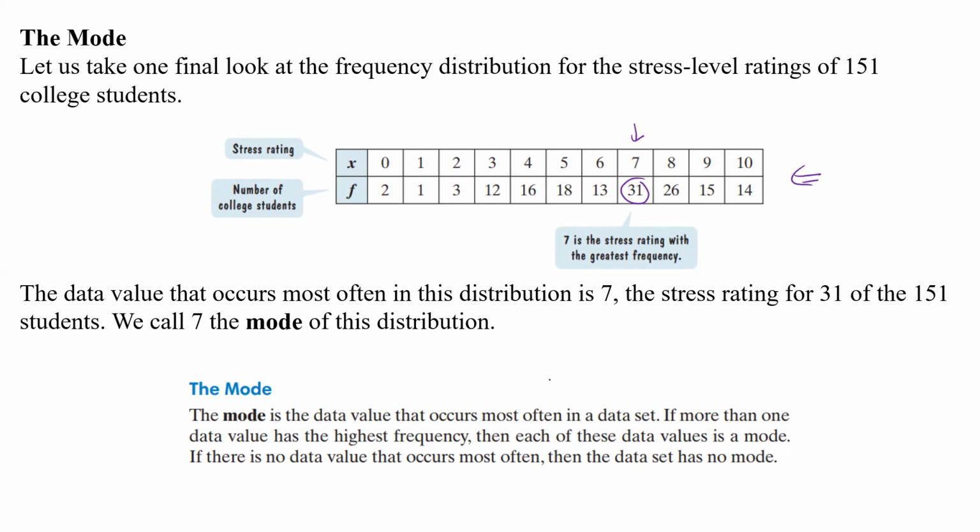Now, if there's no data value that occurs most often, then the data has no mode. Sometimes you can have bimodal, and what happens is there's two of them that occur the same amount. So maybe this one was 31, and maybe they put this and it was actually a 31 too. So both of these are 31. And so this would have two modes if that was the case. Now, that's not what this data shows, but just to show you, if both of them were 31, then you'd have two modes, one at 6 and one at 7.